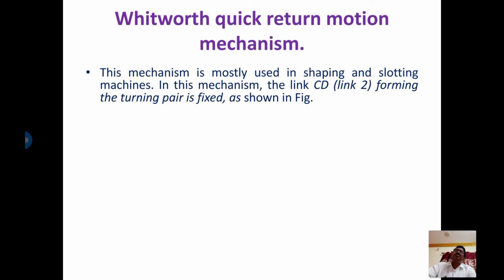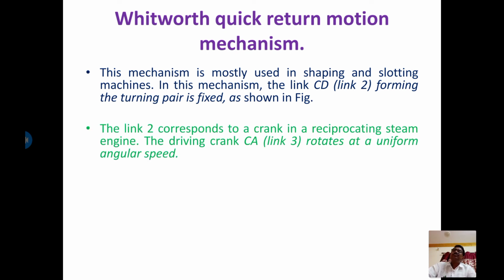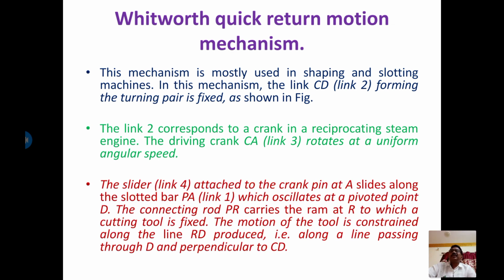In this mechanism, the link CD forming the turning pair is fixed. In this, link CD is fixed, so link 2 corresponds to the crank C in a reciprocating steam engine. The driving crank CA rotates at a uniform angular speed. The slider attached to the crank pin at A slides along the slotted bar PA, which oscillates about a point D. The connecting rod PR carries the ram at R, to which a cutting tool is fixed.